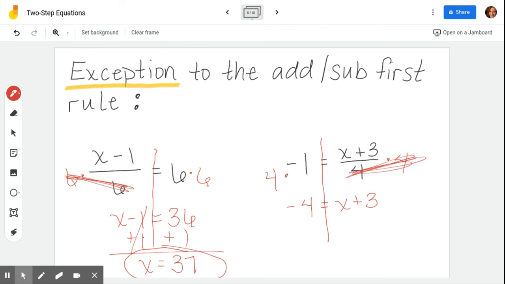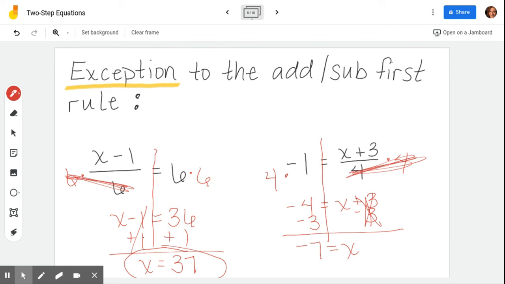So my variable's on the right. It's a one-step equation because there's nothing attached to the x. The opposite of adding 3 is subtracting 3. I'm going to do that on both sides. On the left, if I owe 4 and I owe 3 altogether, I owe 7. And on the right, plus 3 minus 3, it's like it never even happened, and I just have an x.